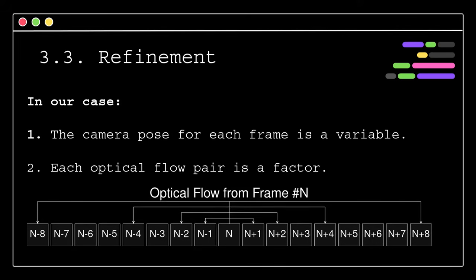And since, as we said before, the camera poses are the variables and the optical flow pairs are the factors, the optical flow diagram that we showed before is exactly the same as the factor graph that we are trying to optimize. You might ask yourself, how is this graph a bipartite graph? It's not bipartite at all. That's because we omitted drawing the factors. So in every edge between two frames, there is actually a factor in between. So frames are connected together through a factor, and this factor represents the cost function of the optical flow.